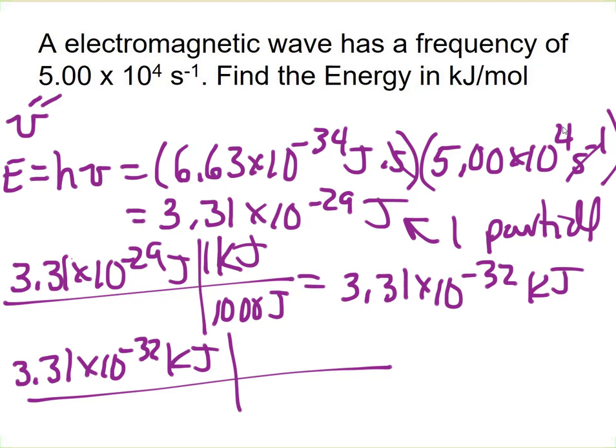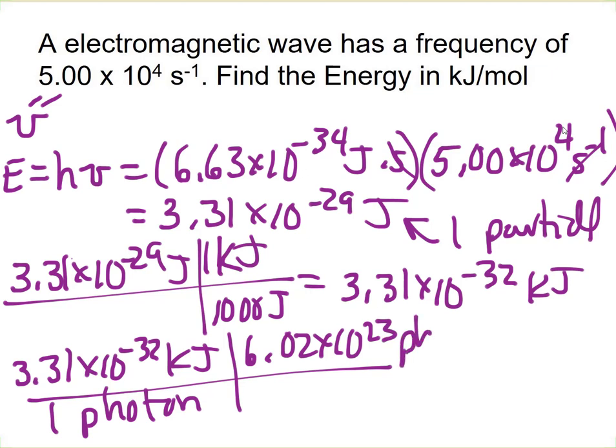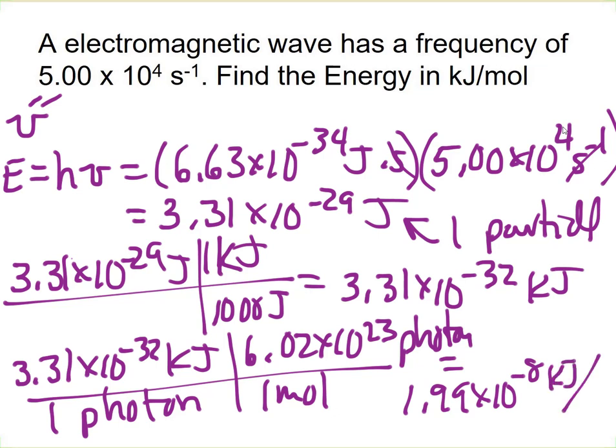And then this is for one particle or one photon. Maybe I'll call it 1 photon this time. 1 photon is equal to 6.02 times 10 to the 23rd photons in 1 mole. And doing my math, I get 1.99 times 10 to the minus 8 kilojoules per mole. All right, so notice I always write my units because my units kind of guide me. So I can see I'm in joules, so then I know I have to go to kilojoules. And then I know that's kilojoules for 1 photon, so then I want to have a mole of photons. So I just let my units guide me.